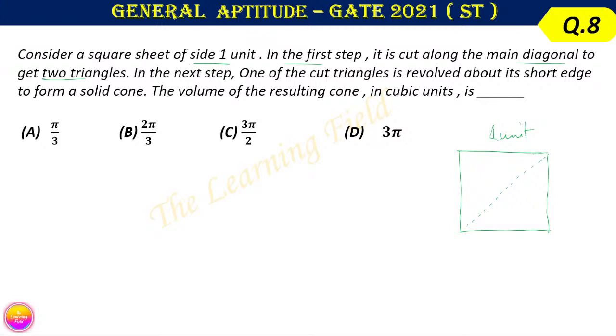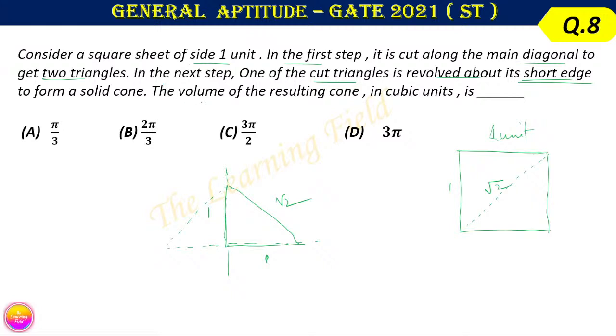Now in the next step, one of the cut triangles is revolved about its short edge to form a solid. Suppose these two are the short edges, and if this is 1 and this is 1, therefore the diagonal is equal to √2. So the triangle has sides 1, 1, and √2. One of the triangles is cut and revolved about the short edge, that means about either this axis or this axis. These two are of the same length. If we revolve this triangle, then we must get a cone.